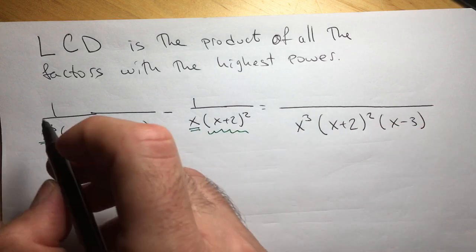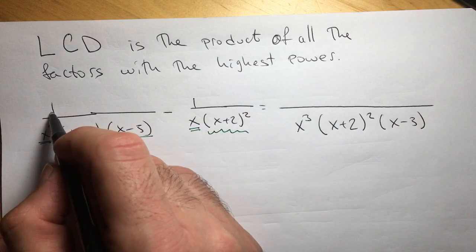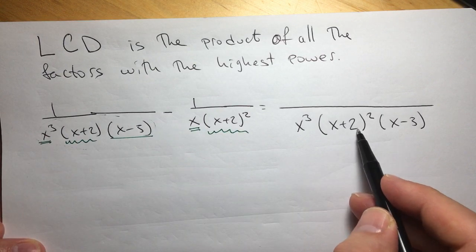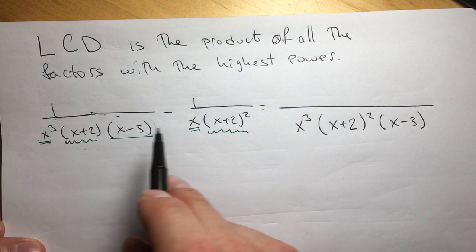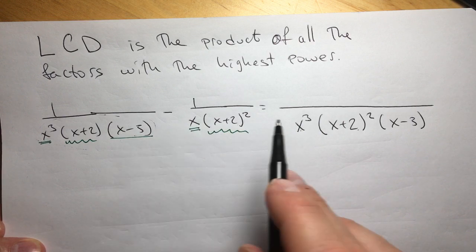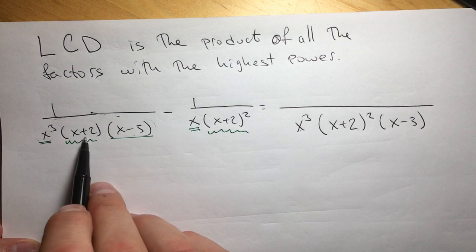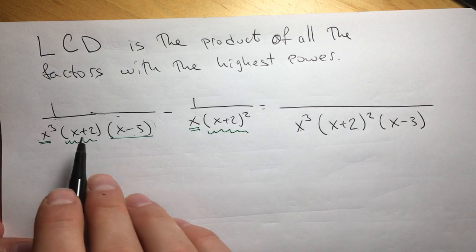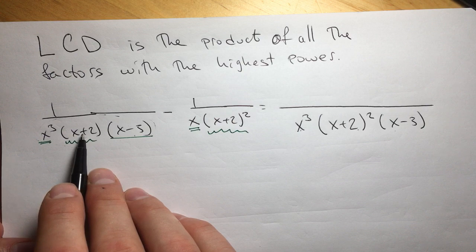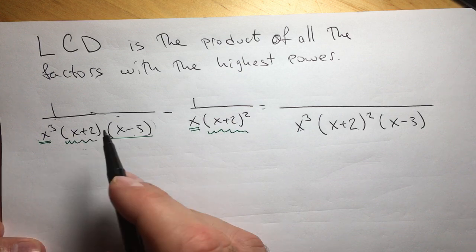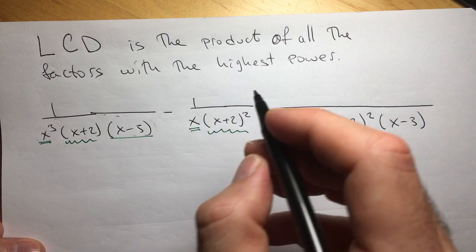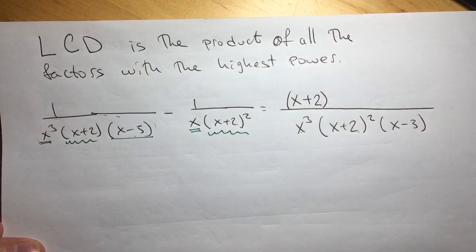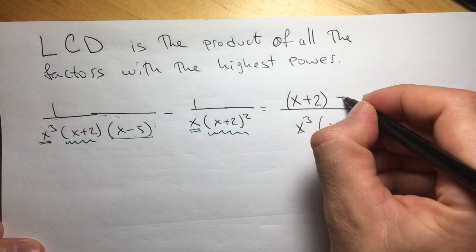Now, what is 1 going to become if I change this denominator into this? Okay, so what has changed? X cubed stayed x cubed, x minus 3 stayed x minus 3, but x plus 2 is written as x plus 2 squared. That means that I have multiplied the denominator by one factor of x plus 2. If I multiply the denominator by x plus 2, I have to multiply the numerator by x plus 2.